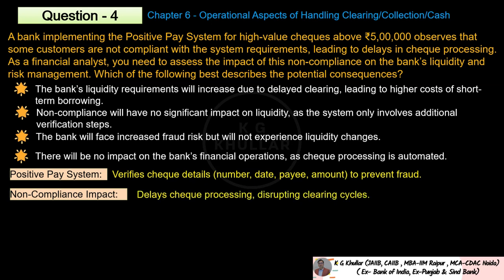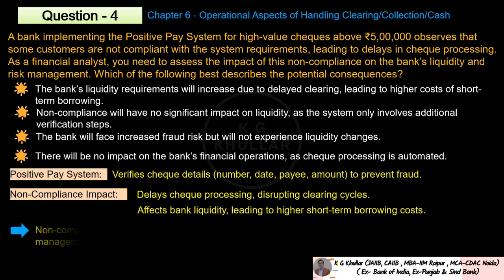Next friends, when customers fail to comply with this requirement of positive pay system, such as not submitting the necessary check details or providing incorrect information, it can result in bank delaying the check processing. Now, this delay can disrupt the normal clearing cycle, which in turn affects the bank's liquidity management. Now friends, this is because banks rely on predictable cash flows from check clearing to maintain their liquidity positions.